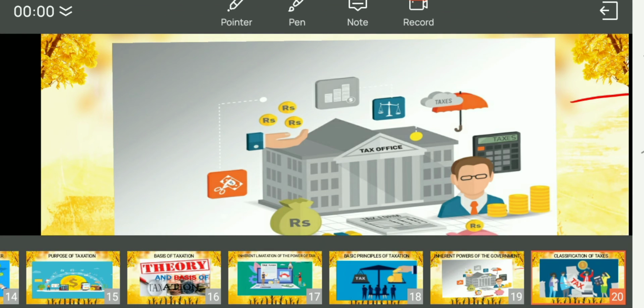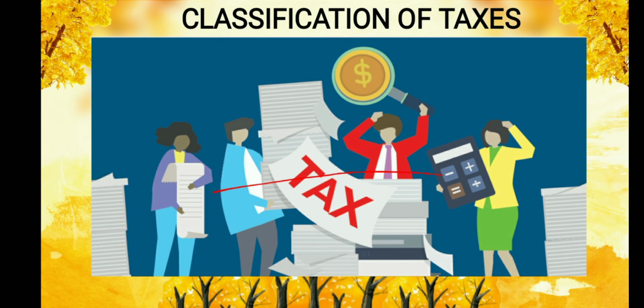And the last is classifications of taxes. We have two classifications of taxes. Fiscal taxes are designed to raise revenue for the government's needs. Regulatory taxes are designed to achieve some social and economic goals, irrespective of whatever revenue is actually raised or not.